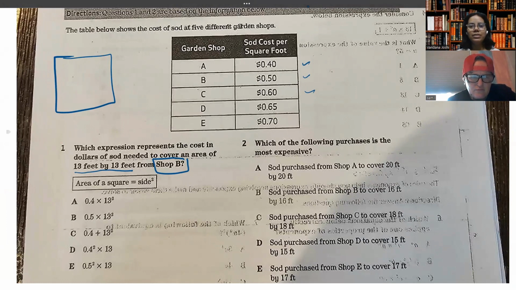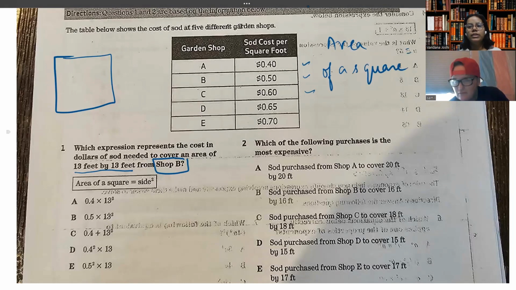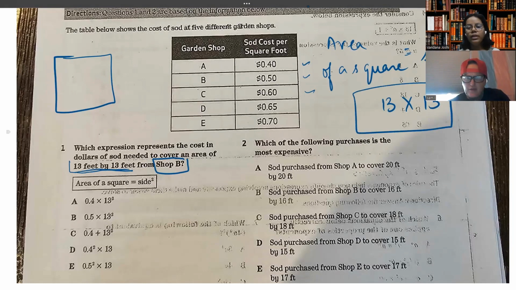For questions like this, you have to focus on area, and the area of a square is side times side, a side squared. So we have been given 13 feet by 13 feet, so we have to cover an area of 13 times 13.